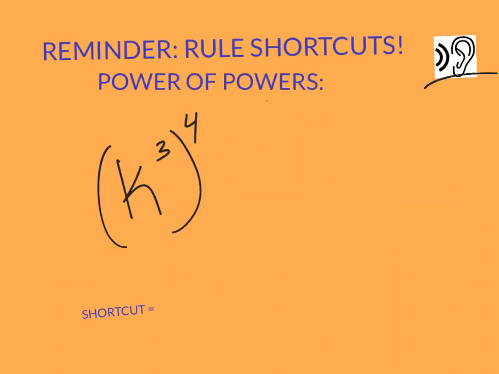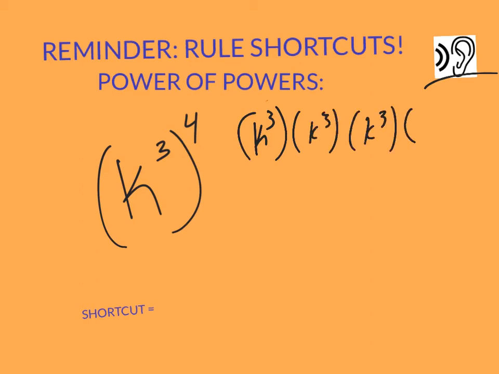Our next one is just a listening one. This is, again, the power of the powers. We have k to the 3rd being raised to the 4th. Remember, this is saying take k to the 3rd to the 4th power. So k to the 3rd 4 times, all being multiplied together, and remembering here that each one of these k to the thirds has 3 k's.